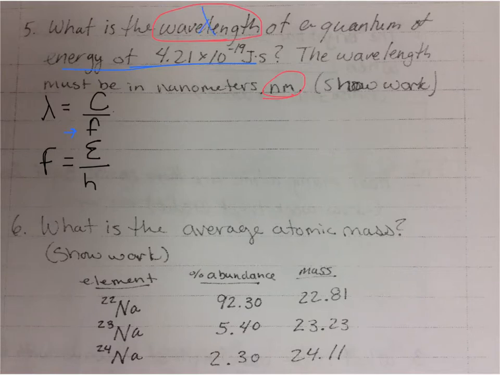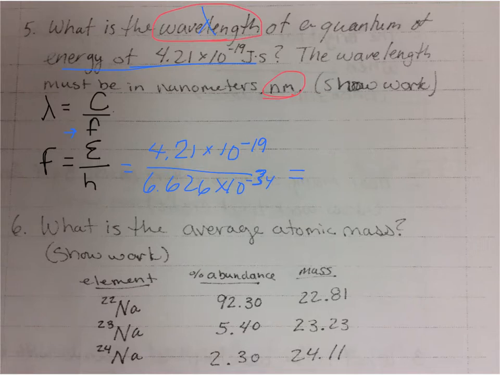All right, so the first part of this is we want to look for our frequency. So this was 4.21 times 10 to the negative 19, and this is given to us in the problem. We're going to divide this by 6.626 times 10 to the negative 34. That was in our previous problem. That's always going to be given to us. That's our H.